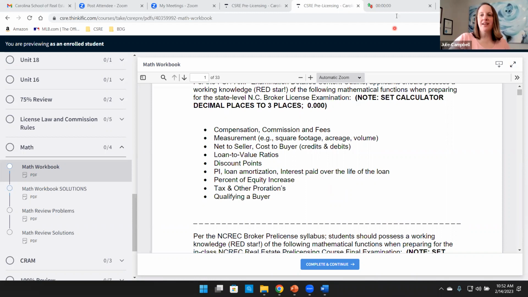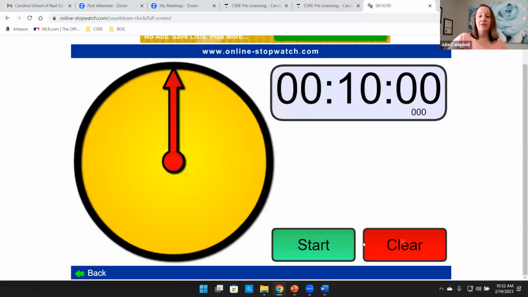Okay, let's take 10. We come back, we're going to go to unit 21. We get to go to closing, finally. So we'll go to closing.